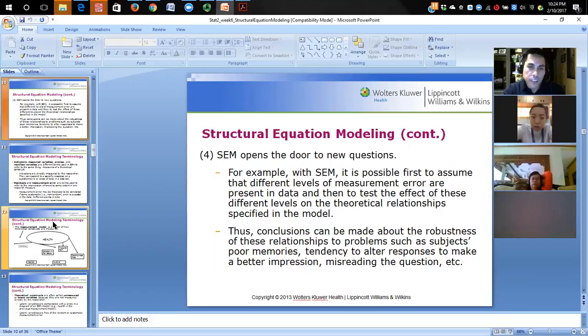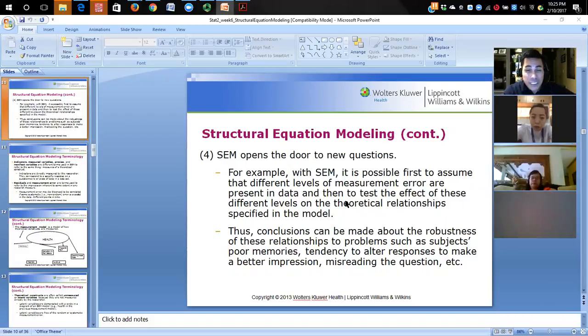Structural equation modeling opens the door to new questions. For example, with SEM, it is possible first to assume that different levels of measurement error are present in data, and then to test the effect of these different levels on the theoretical relationship specified in your original model. So there is lots and lots of intellectual curiosity here when you do structural equation modeling.